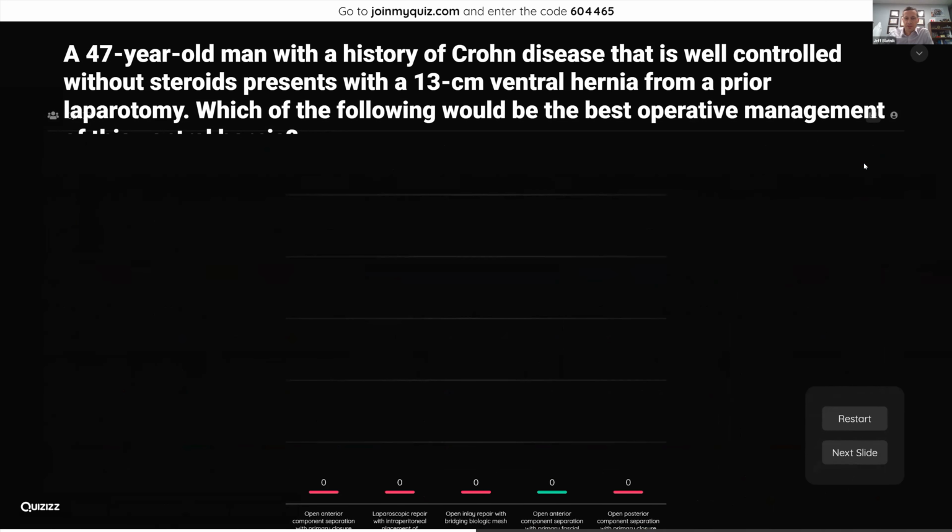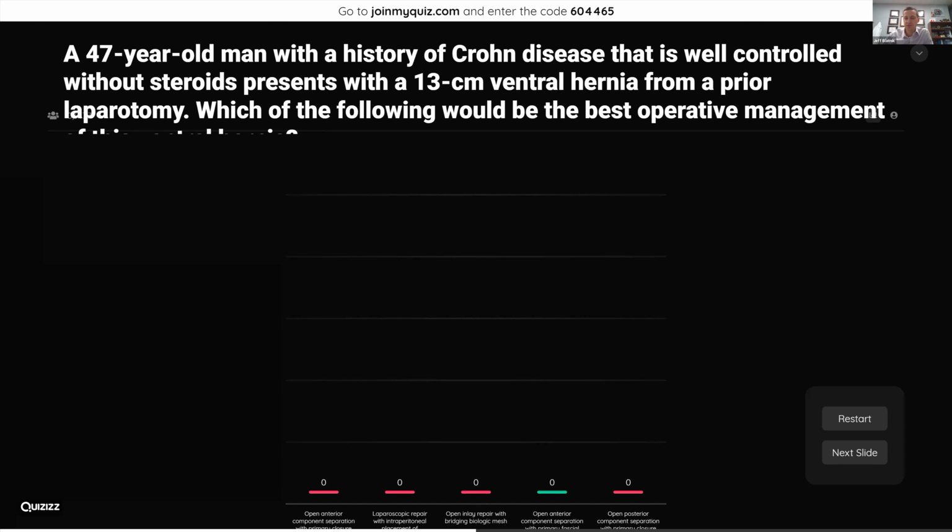All right, so there's a couple things to consider in this question. SAGES wants you to believe or score that D is the correct answer. And ultimately, based off of these answers, I would agree. Of all the choices there, this is the best answer. So open anterior component separation, primary fascial closure, and retrorectus mesh placement. So I think a few things you need to take into consideration with this patient. Based off of the size, he will certainly need prosthetic mesh reinforcement.